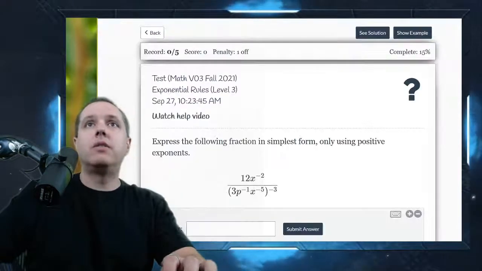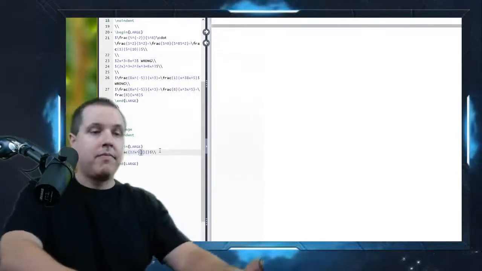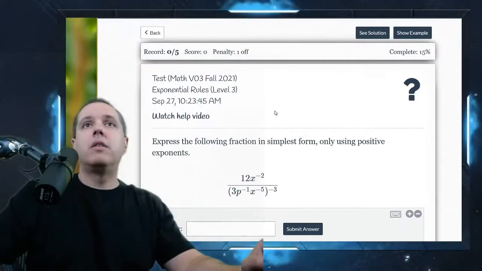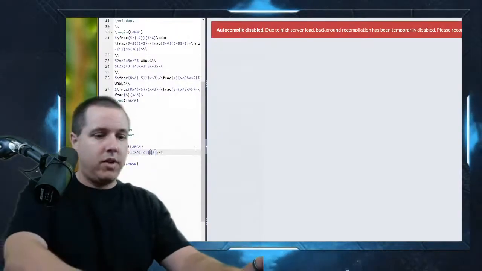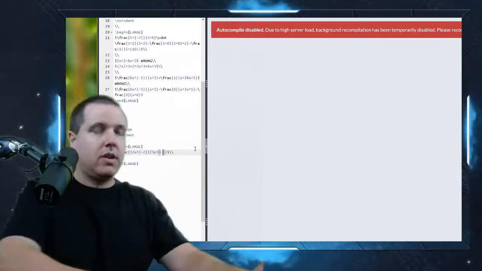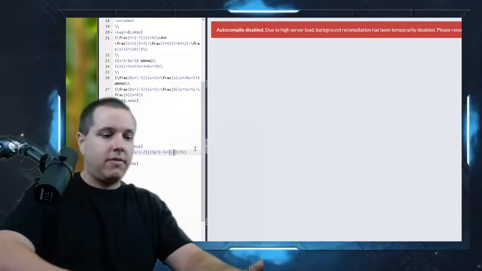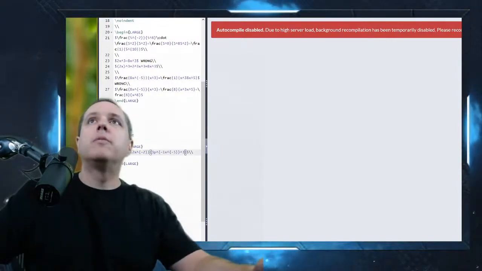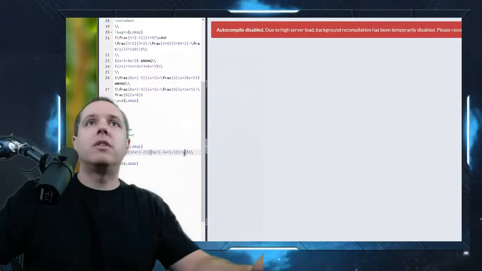Okay, and it is 12x to the negative 2 on the top. And 3p to the negative 1, x to the negative 5, and was that all to the third? 3p to the negative 1, x to the negative 3. Okay, negative 3.